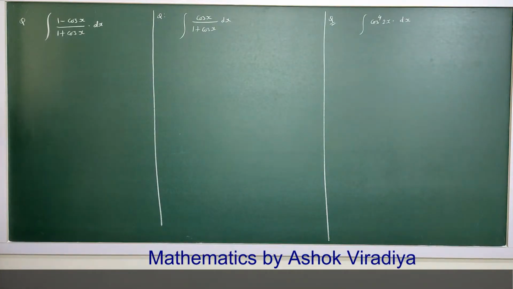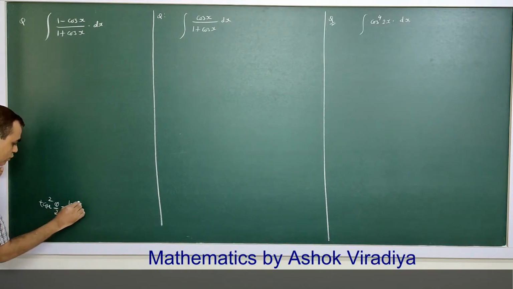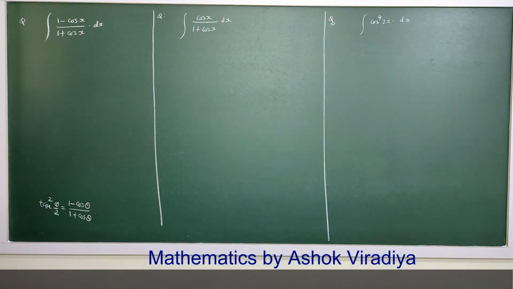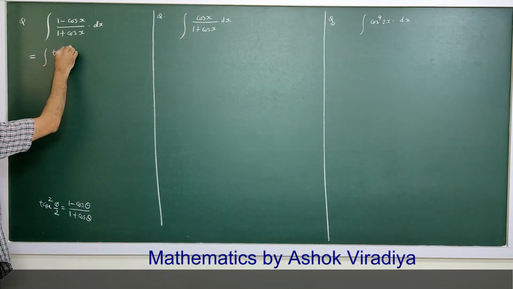Now integral of 1 minus cos x upon 1 plus cos x. We have a result. See, tan square theta by 2 is 1 minus cos theta upon 1 plus cos theta. We are having this result. Tan square theta by 2 is 1 minus cos theta upon 1 plus cos theta. So here directly we can put tan square x by 2.